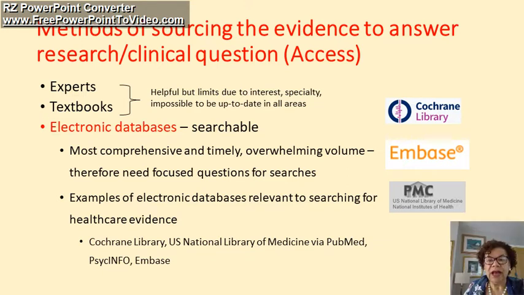Now we've considered how to structure questions to be efficient in seeking the right research evidence, let's consider methods for sourcing that evidence to answer your research or clinical question. This is stage 2 of undertaking a systematic review and is titled Access.